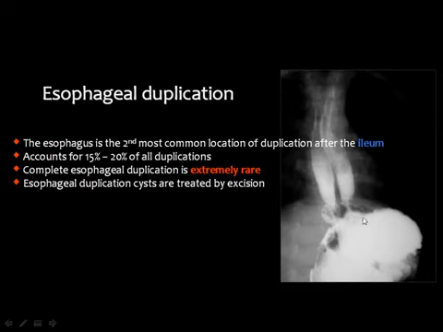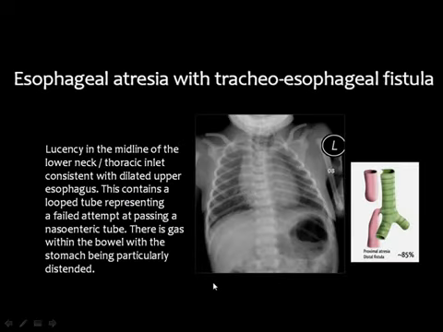And this is an example of double esophagus or esophageal duplication, and you know that the esophagus is the second most common location for duplication after the ileum, and the complete esophageal duplication as seen in this case is considered extremely rare, and you can see a nice demonstration of this particular issue.